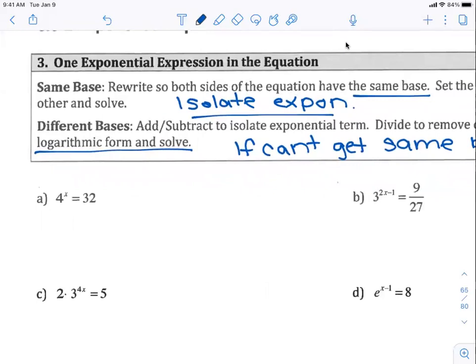So this very first one, this is a problem we have done already. You can get them to be the same base. 4 is the same thing as saying 2 squared. And then we have the x. 32 is the same thing as saying 2 to the 5th. Remember, when you have the same base, you can set your exponents equal to each other. So that was the first unit that we did. So 2x is equal to 5. So x equals 5/2, and you are all done.